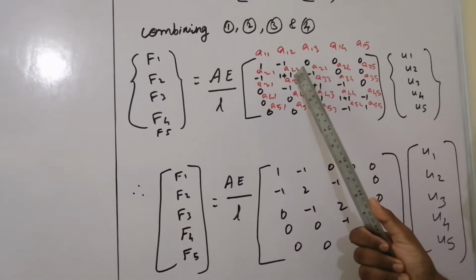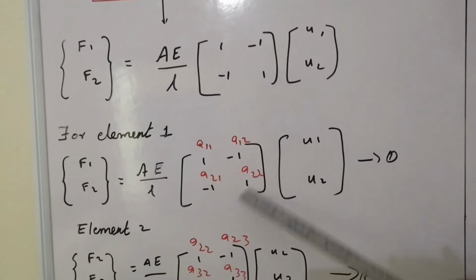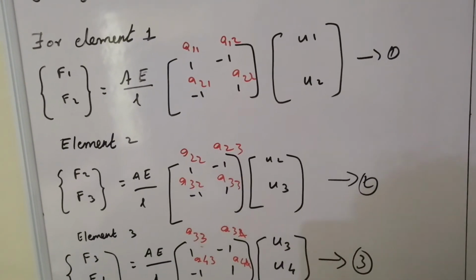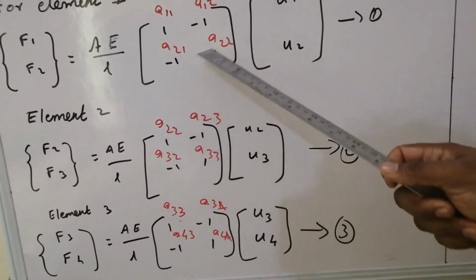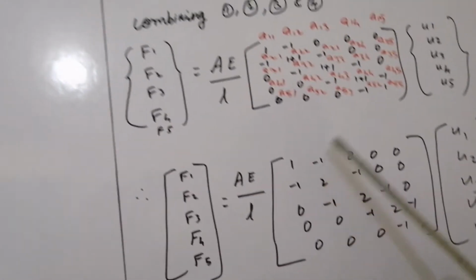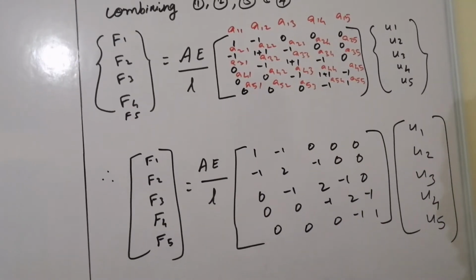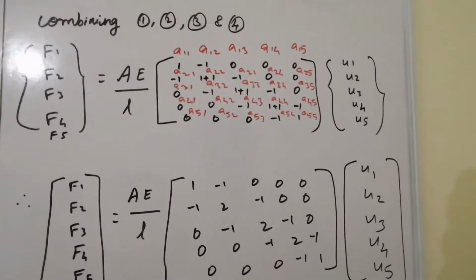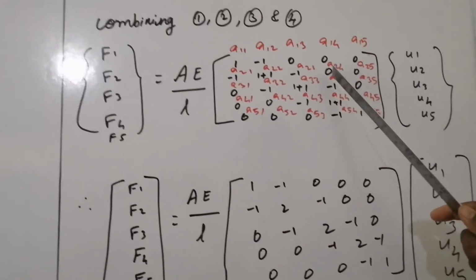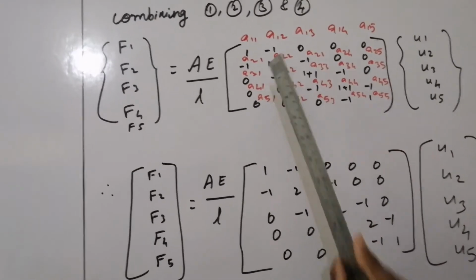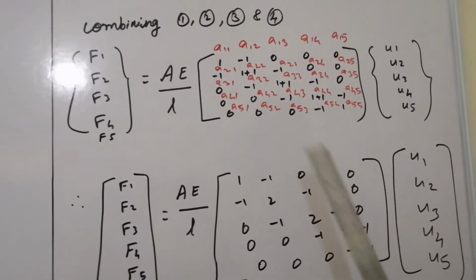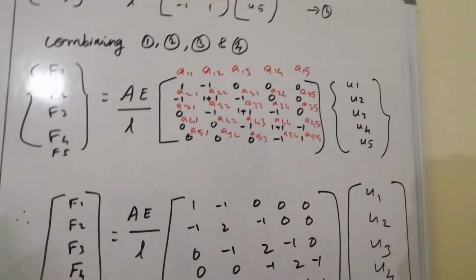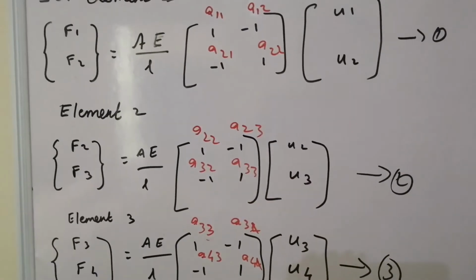But in case of A22, we have two A22 terms, one for element 1 and one in element 2. So we add these two, 1 plus 1, that is 2. And for A23 we have just one A23 and we substitute that. We do not have A24 and A25, so we put them as 0. In case of A31, there is no A31 in our equation, so we keep it as 0. And in case of A32, we have just one A32, in element 2, so we put that here.